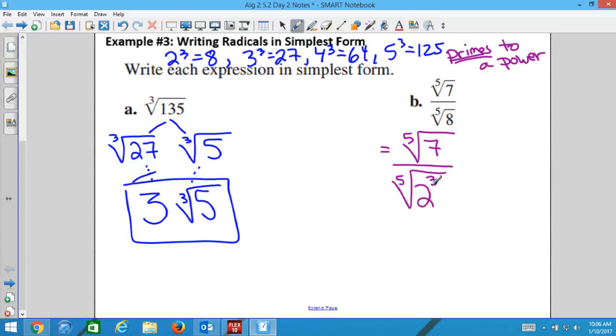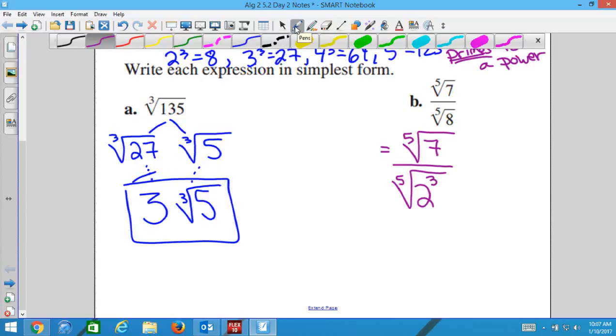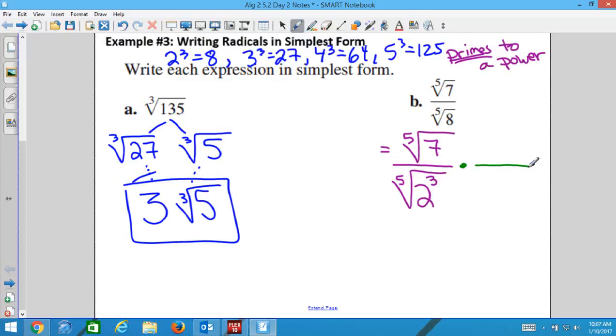Now the reason why I did that is because when you have a radical in the denominator, it is not simplified. I need to get rid of the radical in the denominator. You're not allowed to leave a radical in the denominator. What we've done in the past is what's called rationalizing. You had to multiply the top and the bottom by something that will get rid of the radical in the denominator.